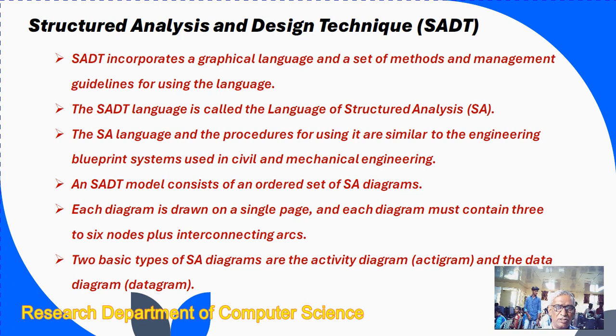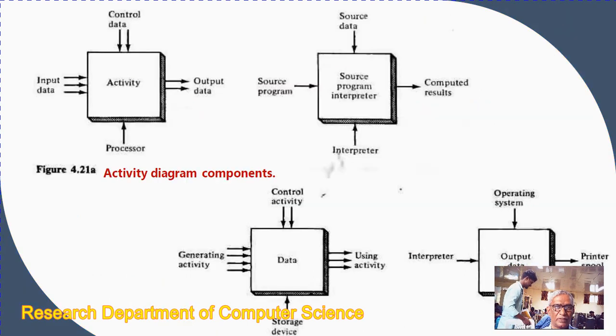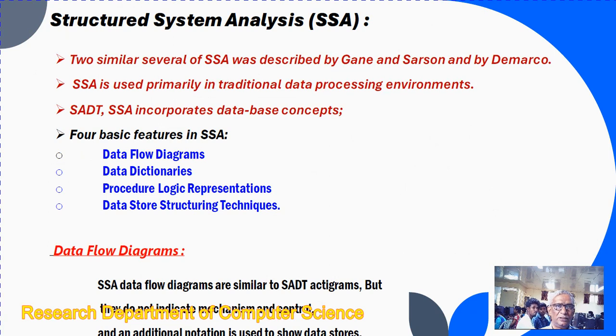And SADT model consists of an ordered set of SA diagrams. Each diagram is drawn on a single page, and each diagram must contain 3 to 6 nodes plus interconnecting arcs. The 2 basic types of SA diagrams are the activity diagram and the data diagram. So the first 2 diagrams are activity diagrams, the next 2 are data diagrams. There are 4 flows: the input, output, control section and the processor. How it could take place in this part.